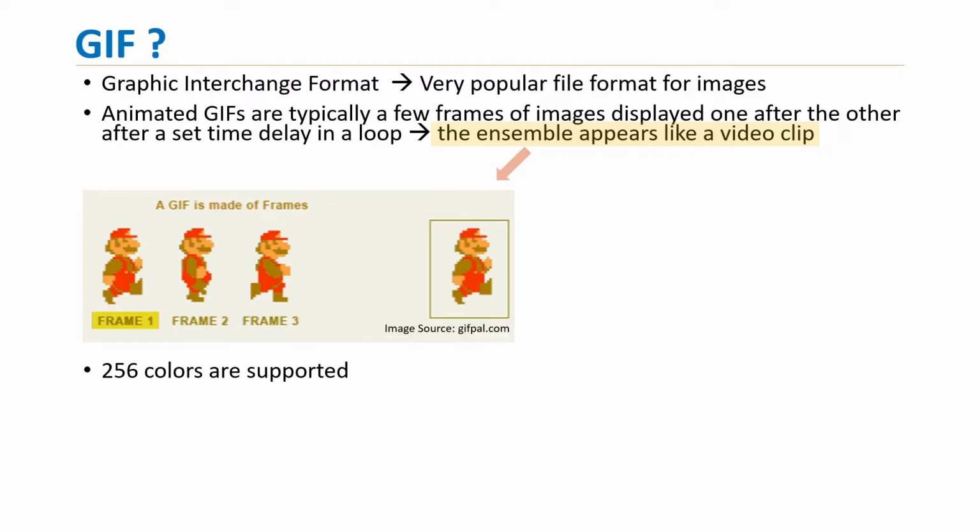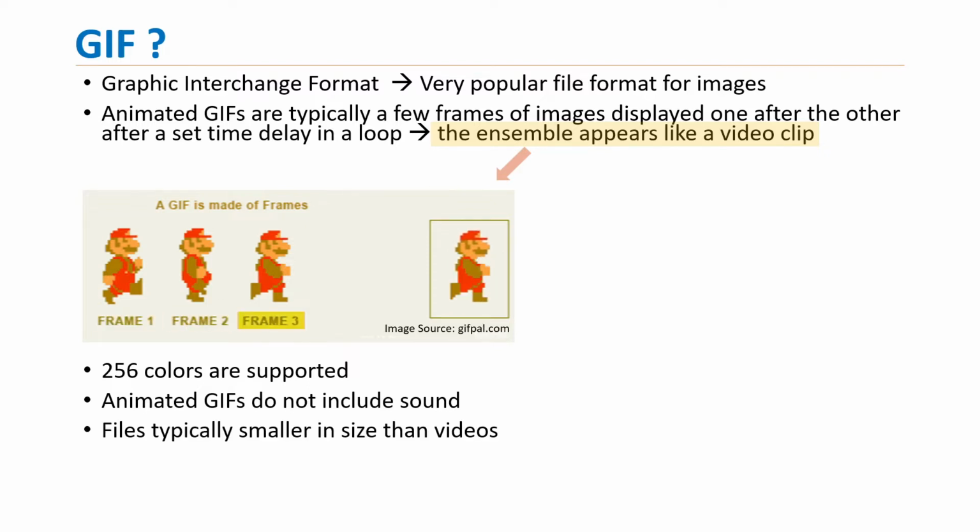The GIF file format supports 256 colors, and this is a little bit of a limitation, but nothing to really worry about. Animated GIFs do not include sound, unlike videos. And one of the great things about GIFs is that the file sizes are really much smaller as compared to videos. So even though they are able to portray motion, the size of files are much smaller as compared to videos.